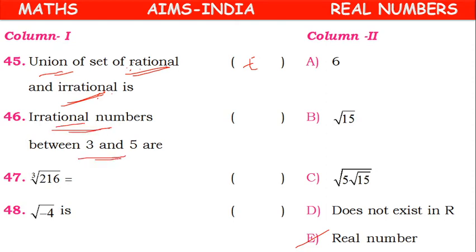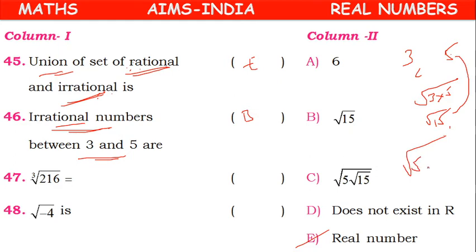Irrational numbers between 3 and 5 are. Root of 3 into 5, how much? Root 15. One answer is root 15. But another answer, if we take a number between 5 and root 15, root of 5 into root 15, that may also be a correct answer. So two options will come, B comma C.